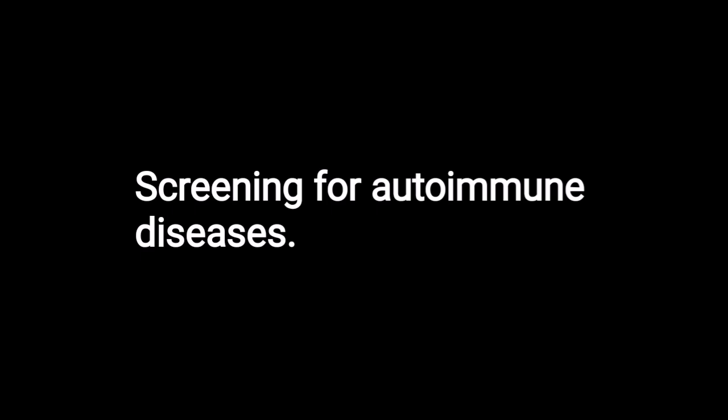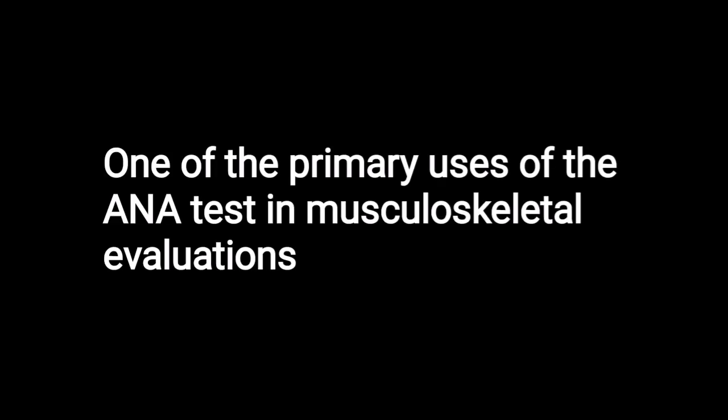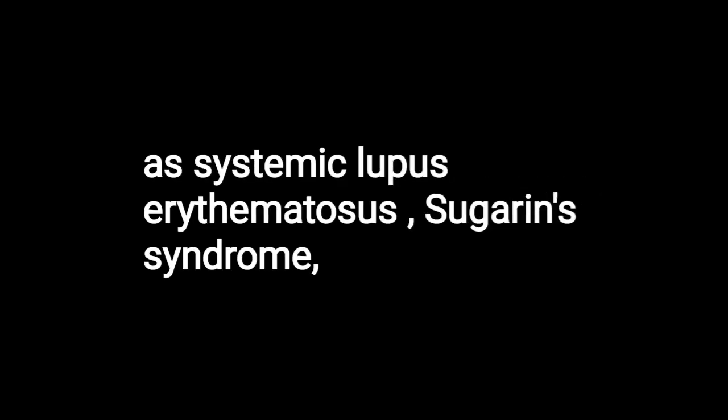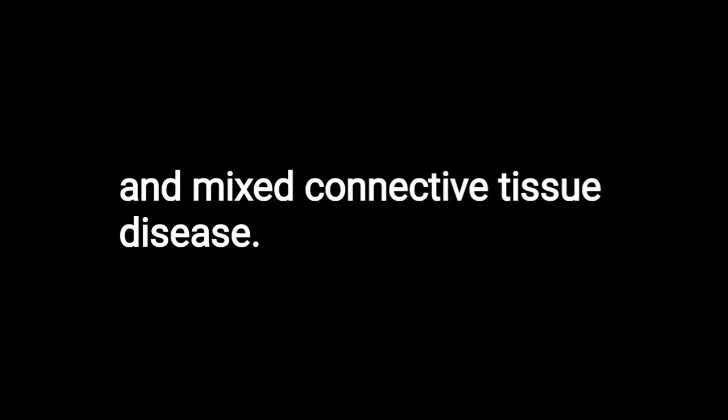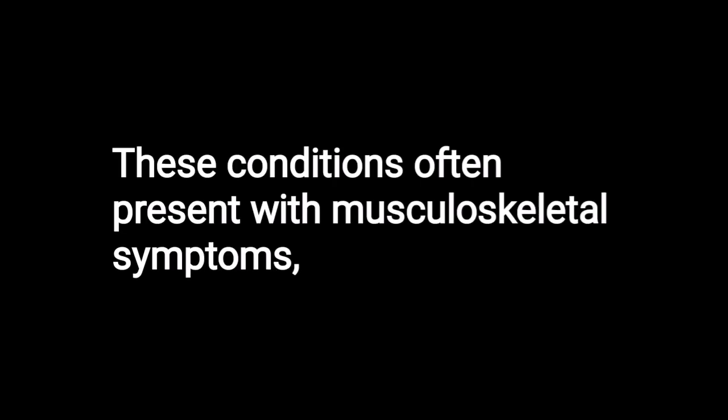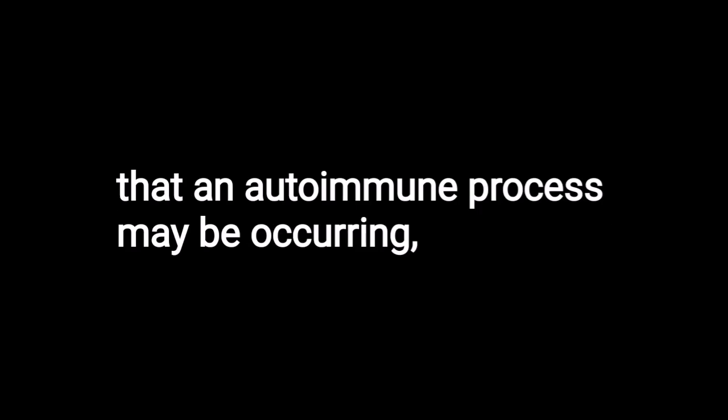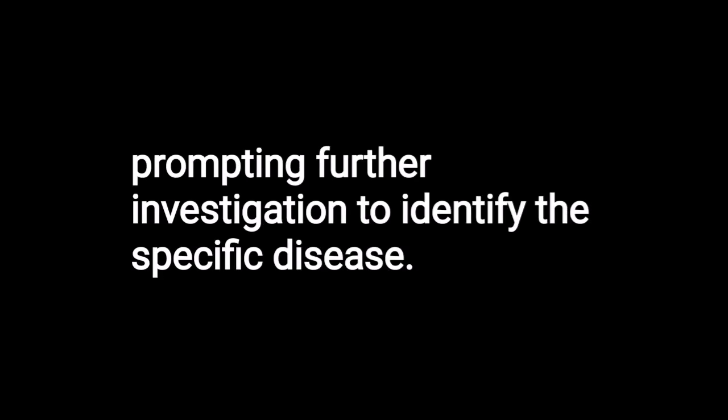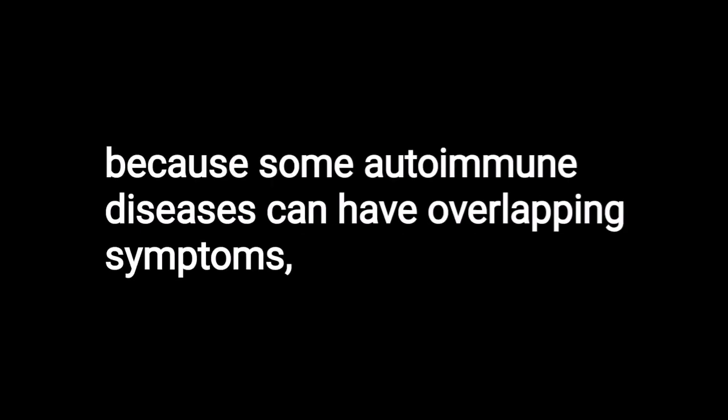Screening for autoimmune diseases. One of the primary uses of the ANA test in musculoskeletal evaluations is to screen for autoimmune diseases such as systemic lupus erythematosus, SLE, Sjogren's syndrome, and mixed connective tissue disease. These conditions often present with musculoskeletal symptoms, including joint pain and inflammation. A positive ANA test suggests that an autoimmune process may be occurring, prompting further investigation to identify the specific disease. This is especially important because some autoimmune diseases can have overlapping symptoms, making accurate diagnosis critical for effective treatment.